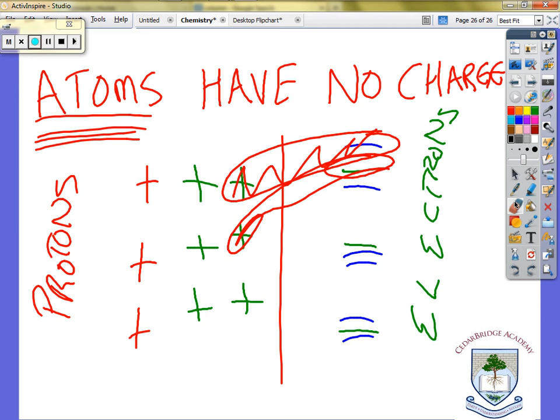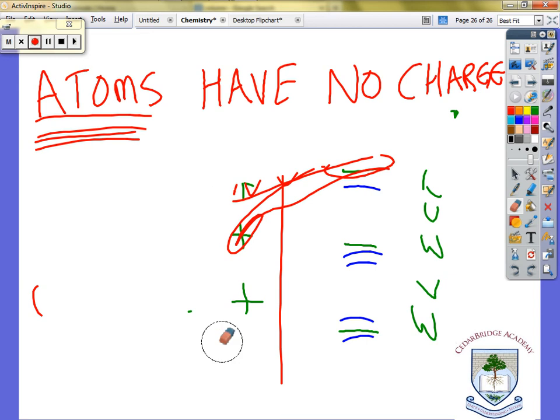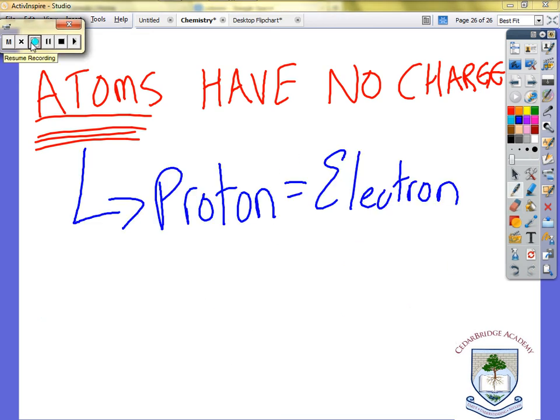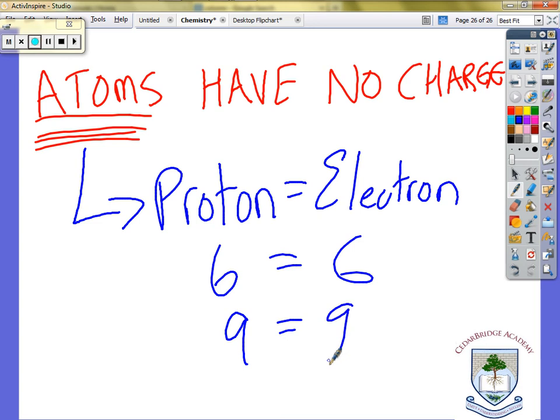So if atoms have no charge, then we know that in an atom, only in an atom, protons equals electrons. If I have 6 protons, I have 6 electrons. If I have 9 protons, I have 9 electrons. But what if you have 23 protons? Well, then you have 23 electrons. Please note, I'm not talking about neutrons. Nobody cares about neutrons. All we care about is positive and negative. Who cares about 0? Well, actually, we're going to talk about 0 next.